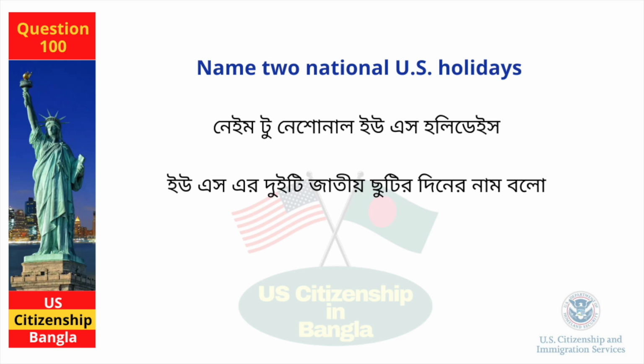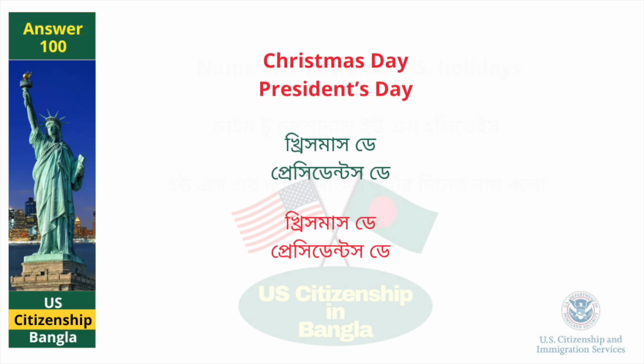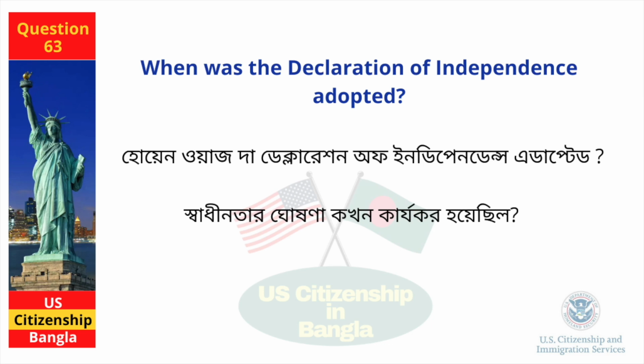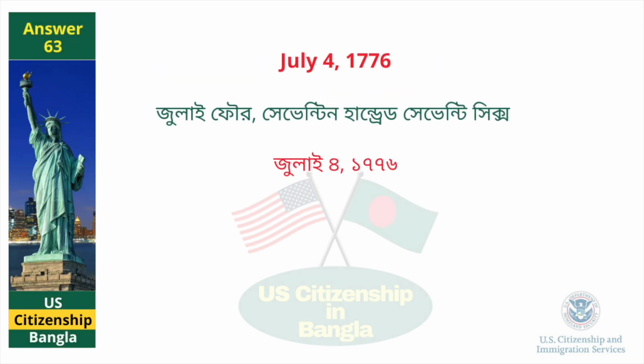Name two national US holidays. Christmas Day, President's Day. When was the Declaration of Independence adopted? July 4, 1776.